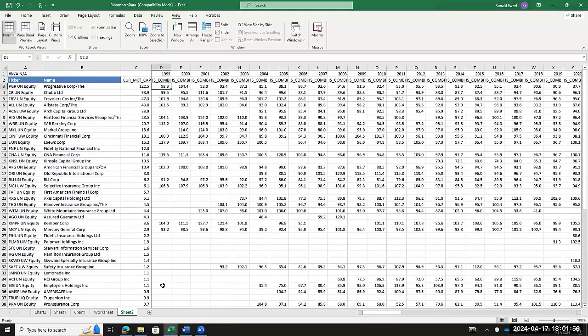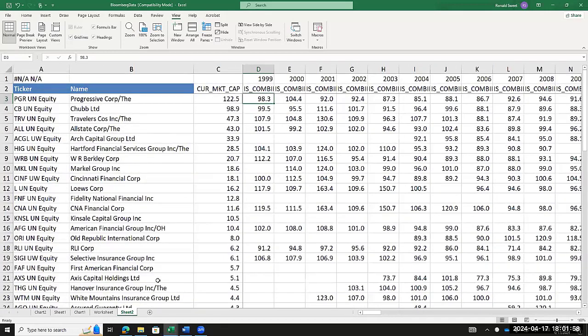So this is what Bloomberg provides. I brought in all of the companies in the P&C industry. The largest is Progressive, which is not a very big company, 122 billion. So we're thinking $1 trillion, even $3 trillion companies today with Microsoft and Apple.